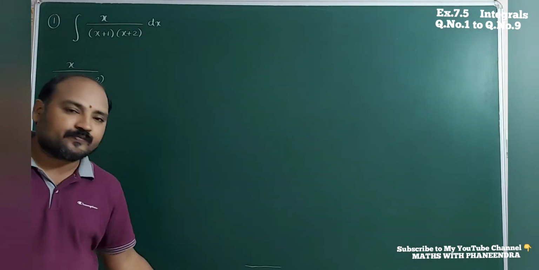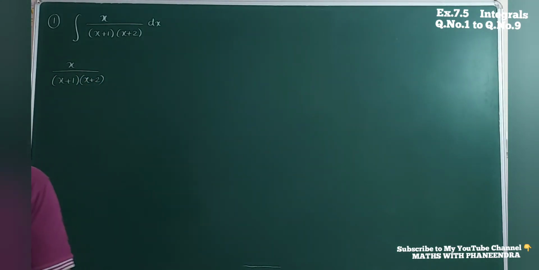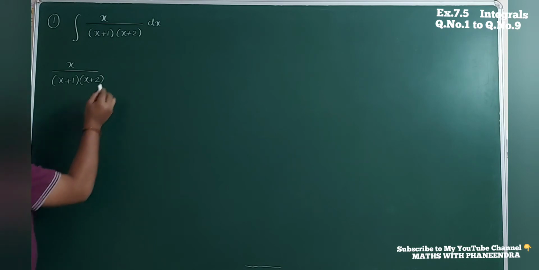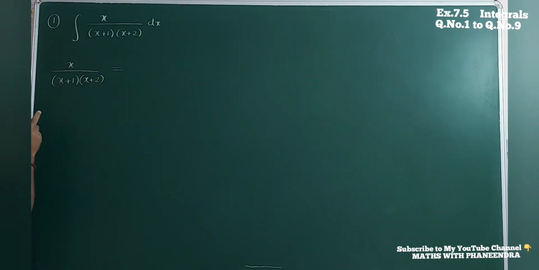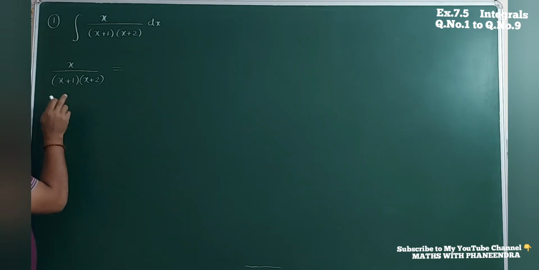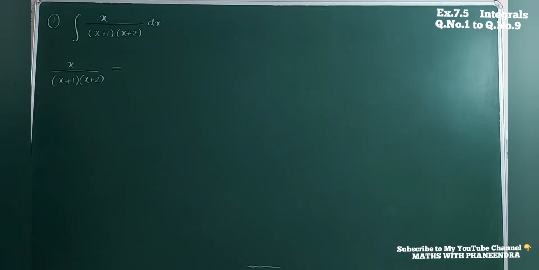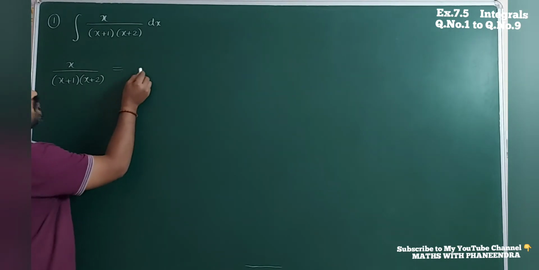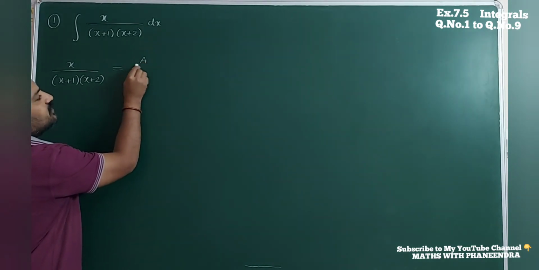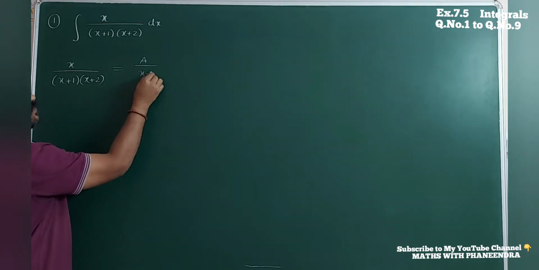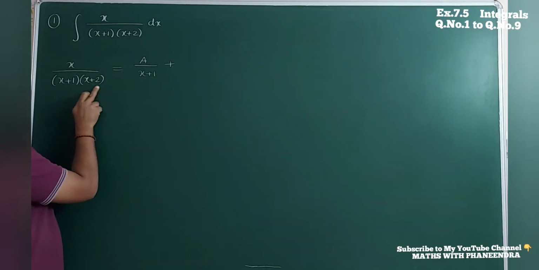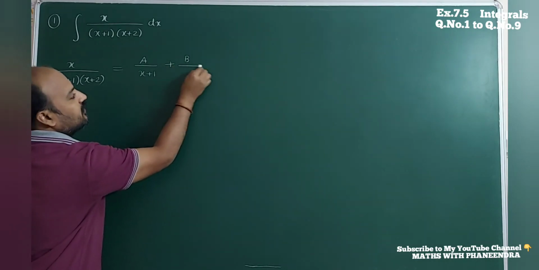One minute, dear students. x by x plus 1 into x plus 2. By using partial fractions, it is a proper fraction, and both are linear factors. It is in the form of p of x divided by x plus a into x plus b, or x minus a into x minus b. Both factors are linear factors. So we can express by using partial fractions, capital A constant divided by the first linear factor, that is x plus 1, plus for the second factor, capital B constant divided by x plus 2.